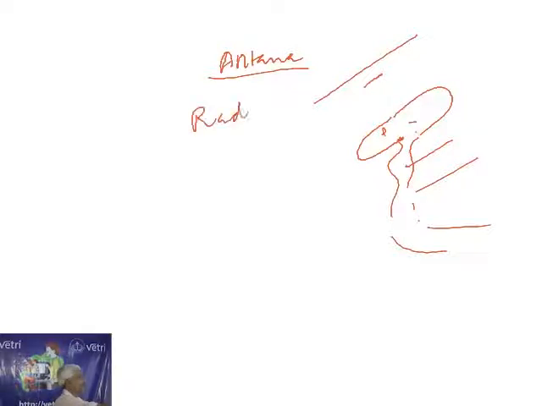Radar, radio detection and ranging. Here we are using radio waves that are sent and reflected from the object. By the velocity and the time taken, we can locate the distance. That is called radar. Now, how are radio and television transmitted and received?